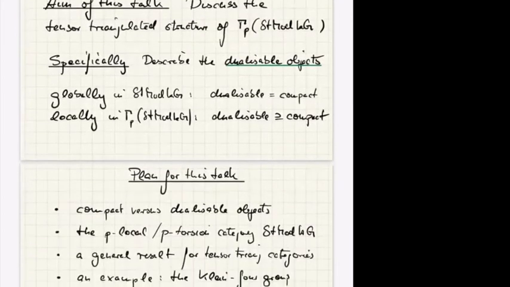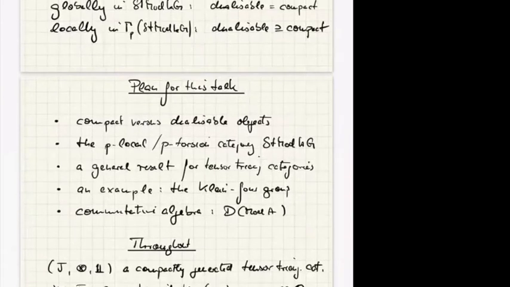So here is the plan for the talk. To be a bit more precise, I want to say a few more words and give some examples about the difference between compact and dualizable objects. In particular, I owe you the definition. And then I want to look at this p-local p-torsion category, which I indicated already, this gamma p of the stable module category. I will state a theorem which identifies these dualizable objects. I also want to make some comments about a more general result for tensor triangulated categories, because I know that many of you have an interest in TT geometry. And I prepared also a small example.